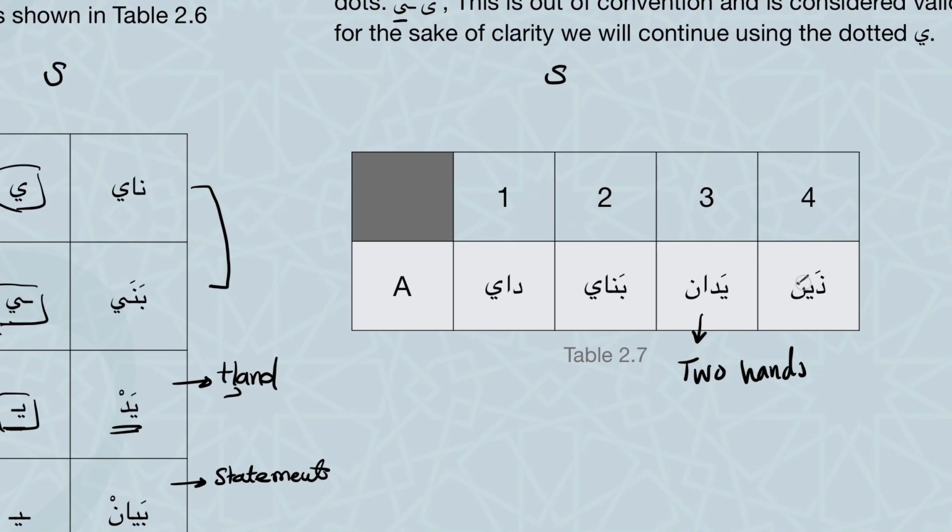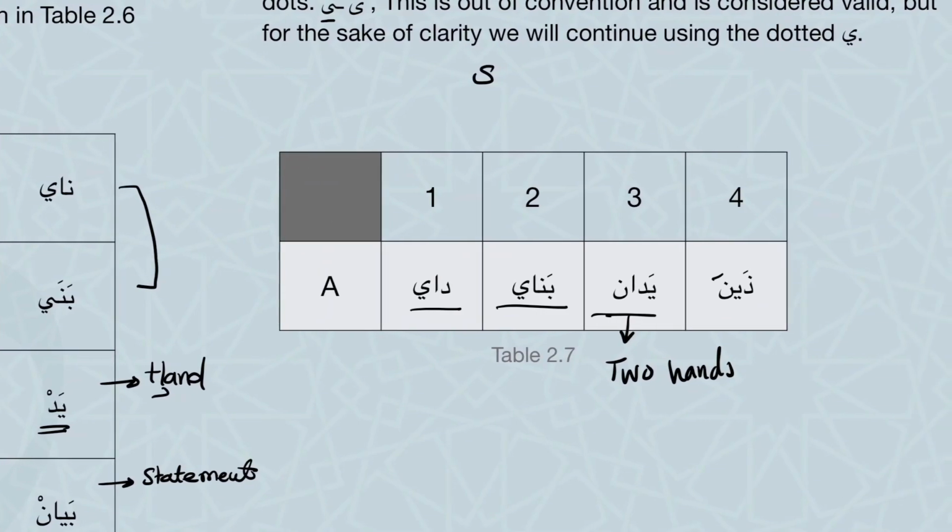Walaikum salam. So 1 to 4, please. Perfect. Let's fatha. Yeah, fatha. Okay, let's all fatha.